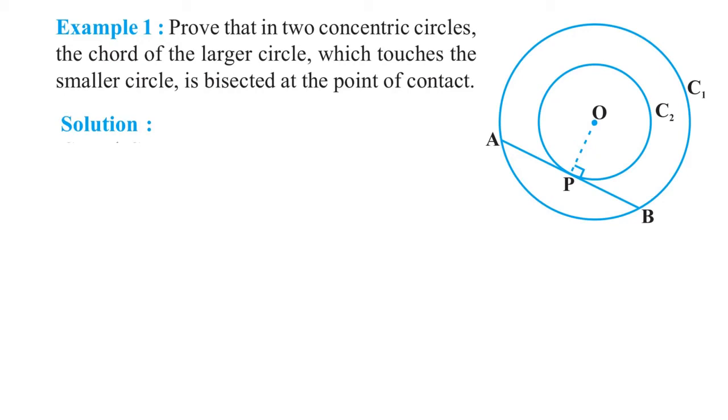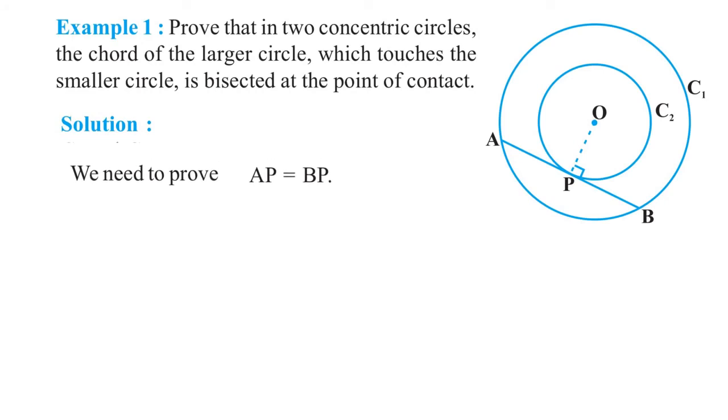Let's try this. Prove that in two concentric circles, the chord of the larger circle which touches the smaller circle is bisected at the point of contact. So, we have two circles, the larger circle is C1 and the smaller circle is C2, and we have a chord AB which is a chord to the larger circle, and that happens to be the tangent of the smaller circle. So, we need to prove that AP is equal to BP.